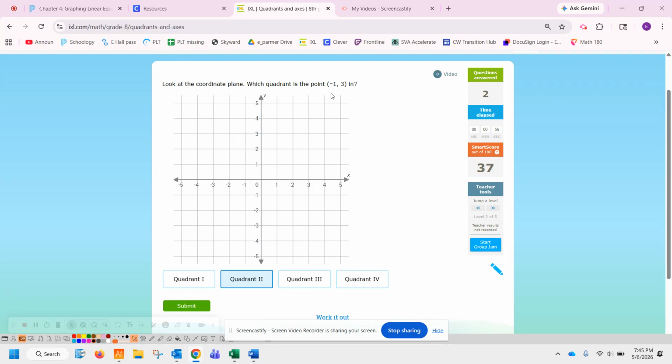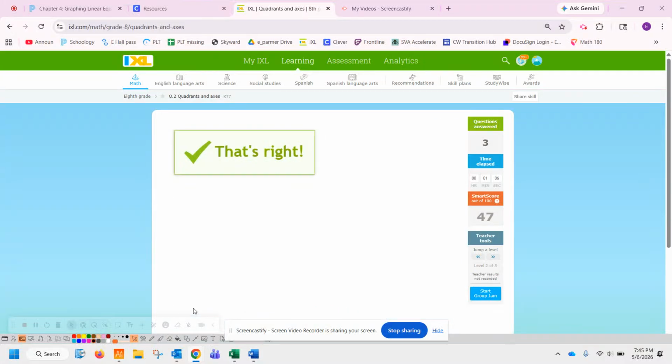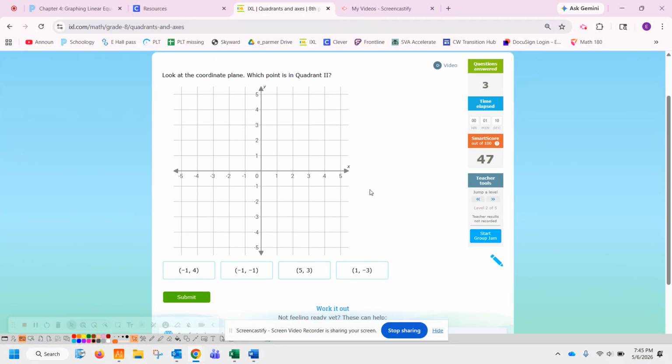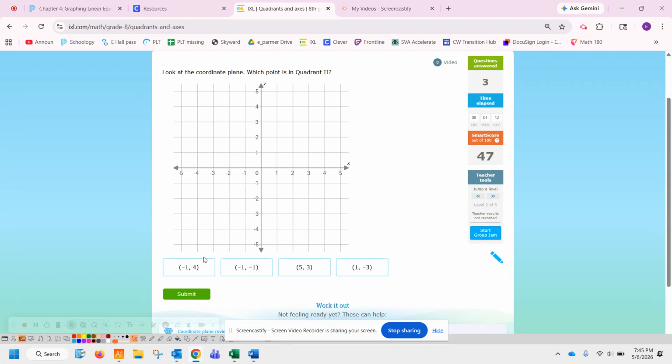We also did talk about in our notes that anything with a negative x value and a positive y is going to be in that quadrant 2. Okay. Also, we can look at the reverse. Which one of these 4 ordered pairs is a point in quadrant 2.